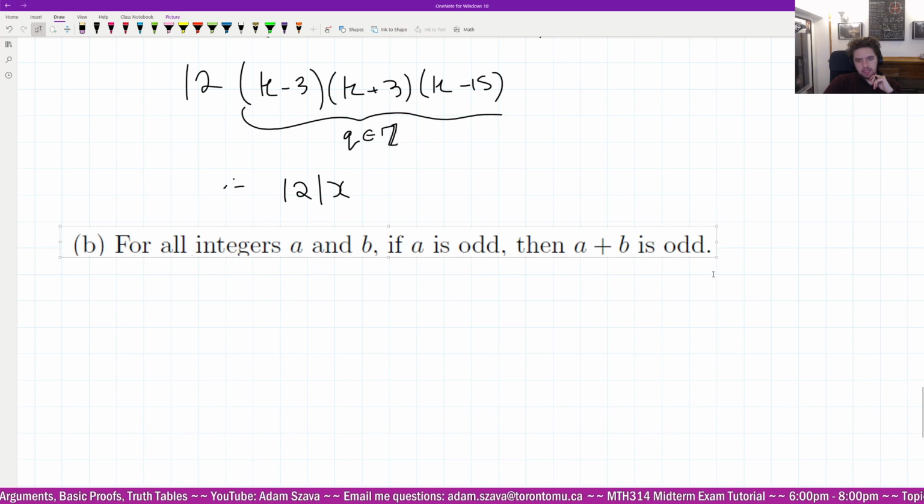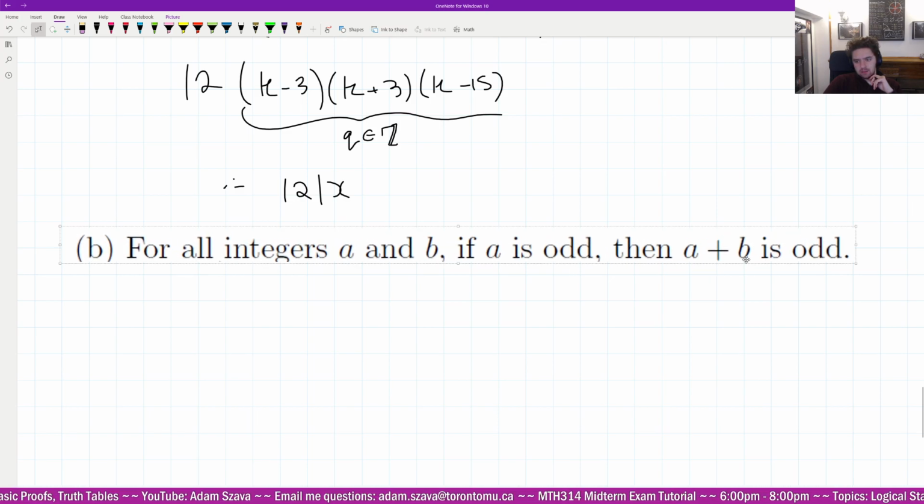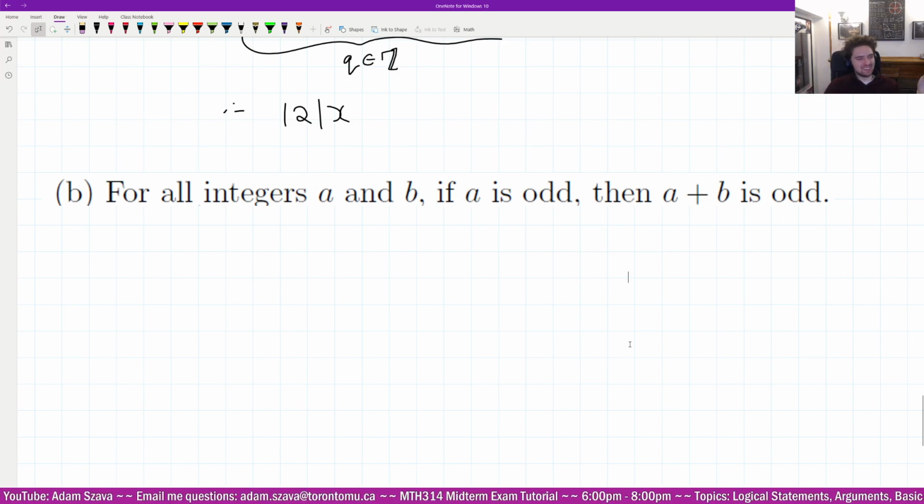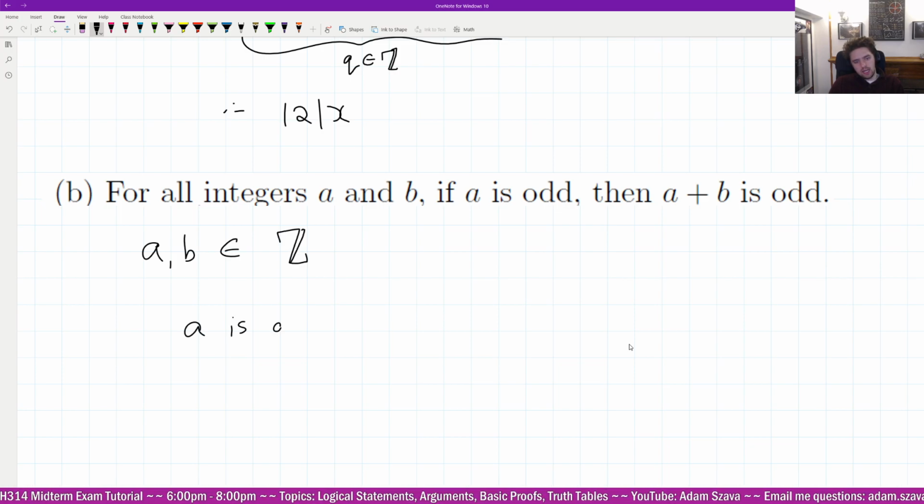For all integers a and b, if a is odd, then a plus b is odd. I love these kinds of questions. I don't know why, I like just showing things are odd or even. It does become a little repetitive, but I'm a fan of it. So a, b are integers. A is odd implies that a equals 2k plus 1. Say minus 1, I don't know what you guys say. I say plus 1.